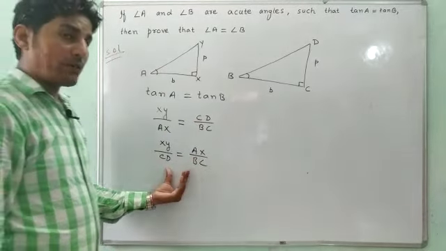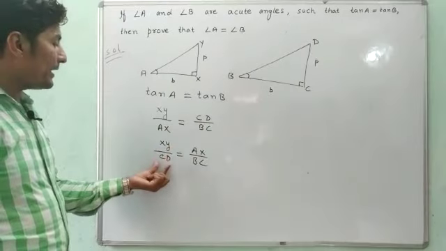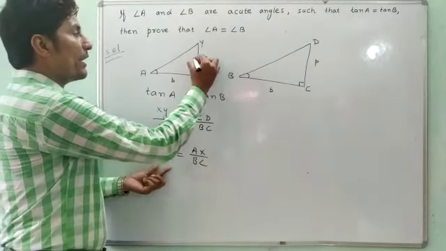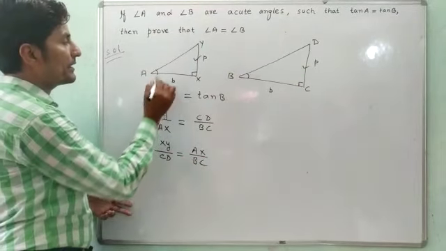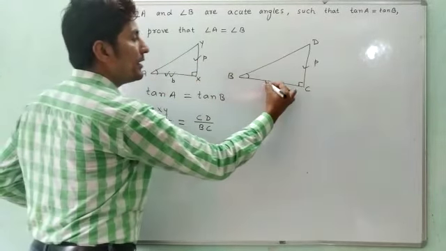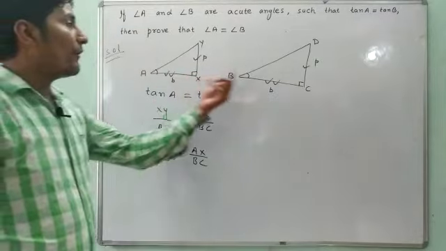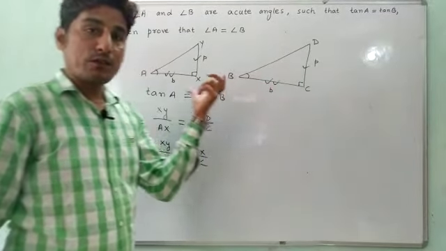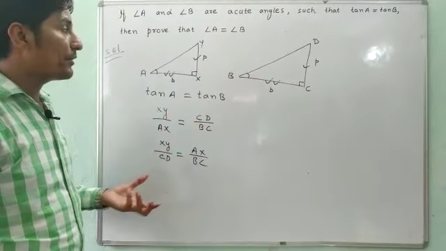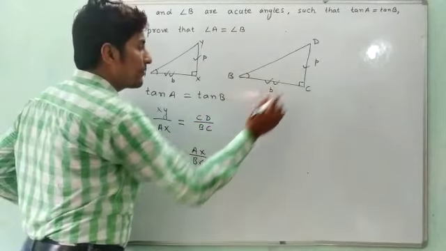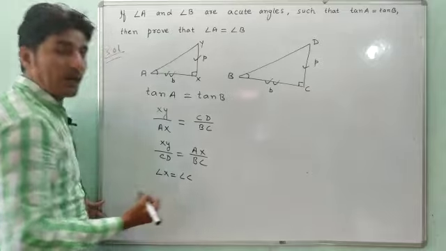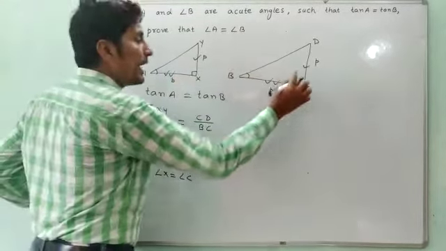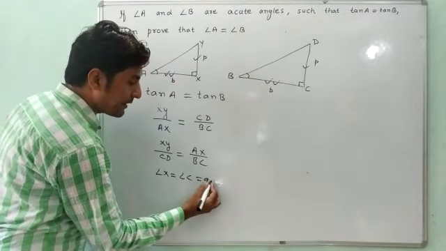Now observe this equation. Here we are having XY upon CD is equal to AX upon BC. The ratio of these two corresponding sides is equal, and angle X is equal to angle C. Why are both the angles equal? Because both the angles are equal to 90 degrees.